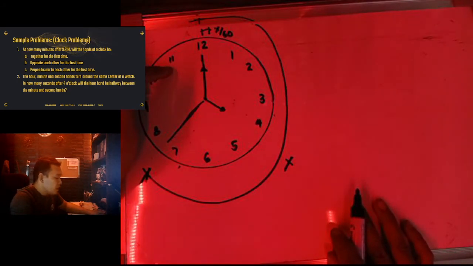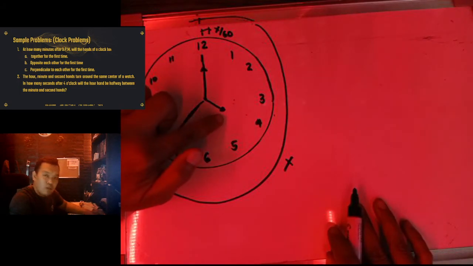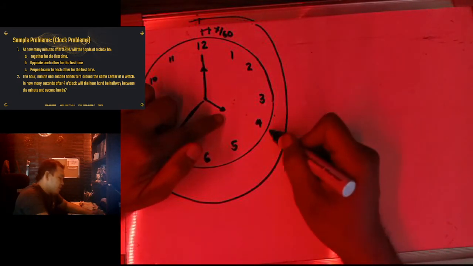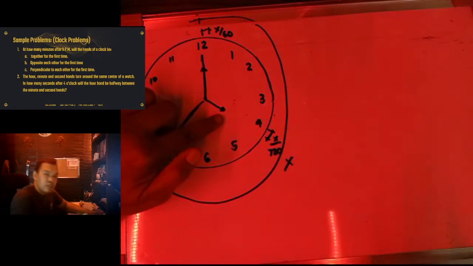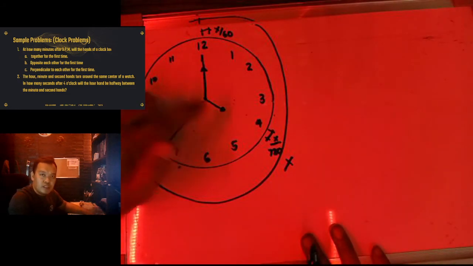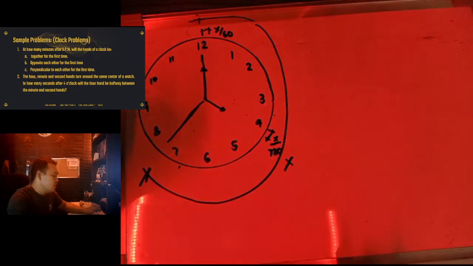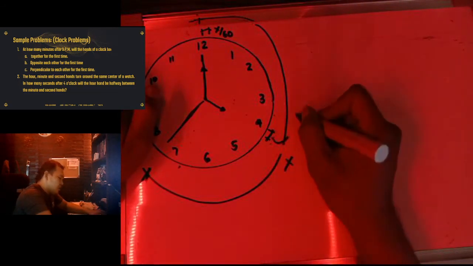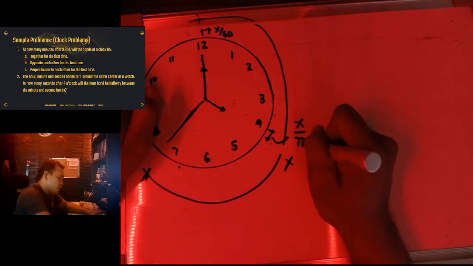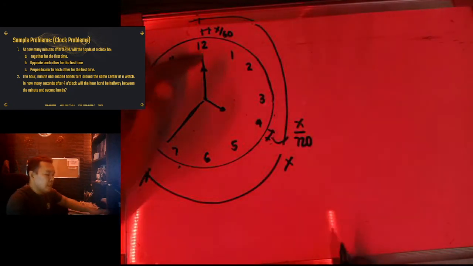Okay? Then, yung movement natin ng hour hand is from 4, gagalaw siya ng x over 720. Kasi 60 times 12 is 720. 720 po yan ha. Medyo malabo lang sa video. Or x over 720. Okay? Ito ay x over 60.